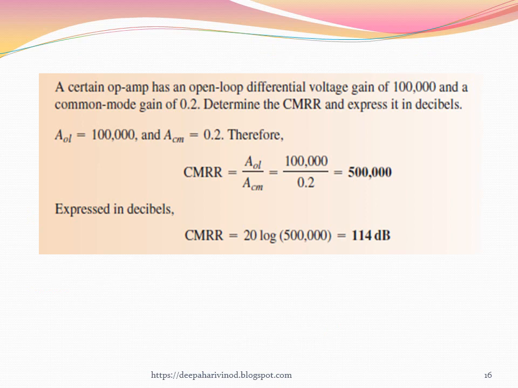A problem related to that: a certain op-amp has an open loop differential voltage gain of 10^5 and a common mode gain of 0.2. Determine the CMRR and express it in dB. So AOL is 10^5 and ACM is 0.2. So CMRR equals 10^5 divided by 0.2, that is 5 × 10^5. To find it in dB, we have to find the log, that is CMRR equals 20 log (5 × 10^5), which is 114 dB.